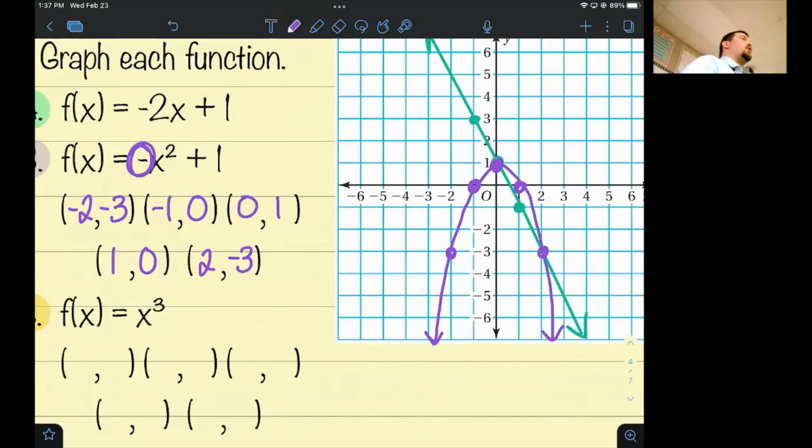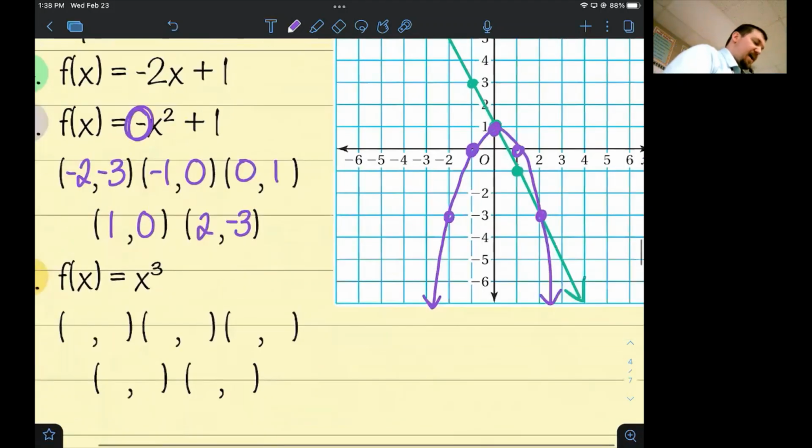It's been inverted. It's opening down. You'll also learn why it's opening down. I'll give you a hint. It's because there's a negative in front of the x squared. Typically, parabolas look like this, but when you put a negative in front of them, they look like this now. Just like most lines look like this, but if you put a negative in front of it, the slope's negative. Now it looks like this. It's inverted.